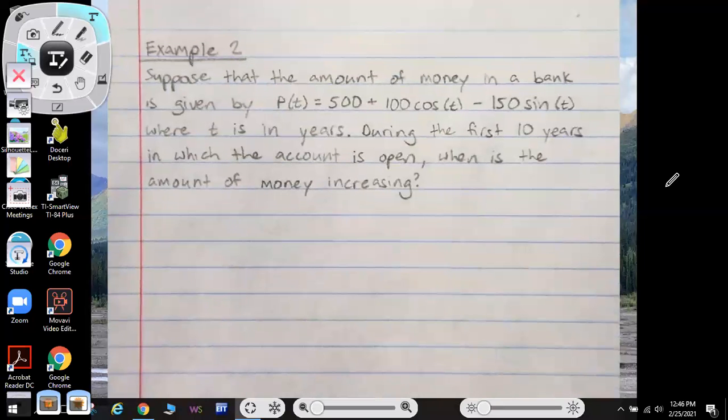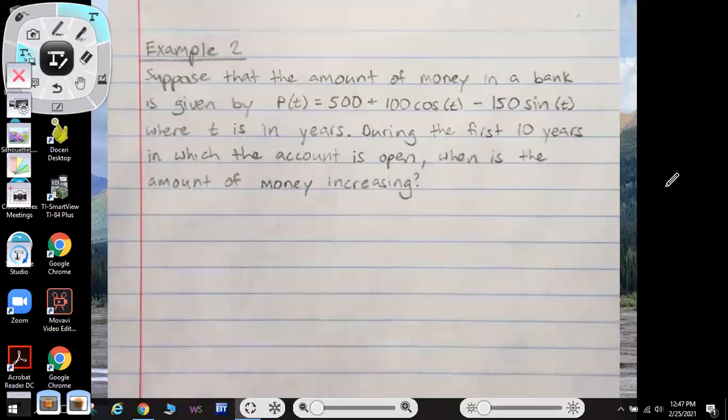Okay, let's read through this. It says, suppose the amount of money in a bank is given by P of t equals 500 plus 100 cosine of t minus 150 sine of t, where t is in years. During the first 10 years in which the account is open, when is the amount of money increasing?